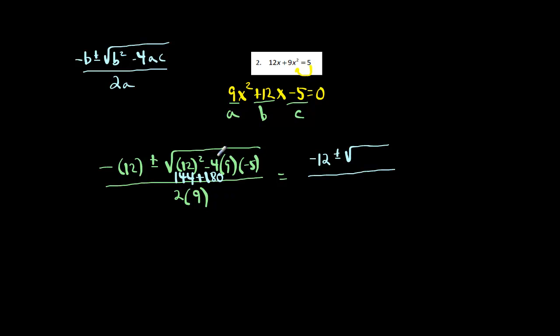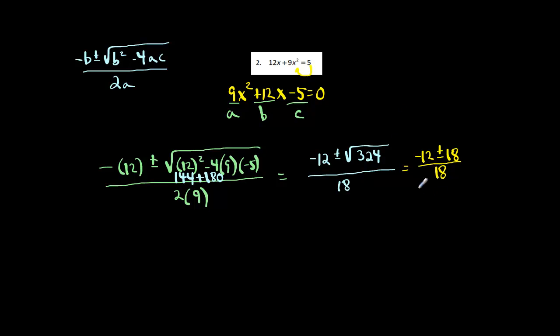What I typically do is I check to see, because I know I'm going to be multiplying all these terms together, what my sign is going to be. So a negative times a positive times a negative is a positive. So 144 plus 180 is 324. So that's what's going to be inside. Then we have 2 times 9 is 18. So the square root of 324 is 18. So we have -12 plus or minus 18 divided by 18.